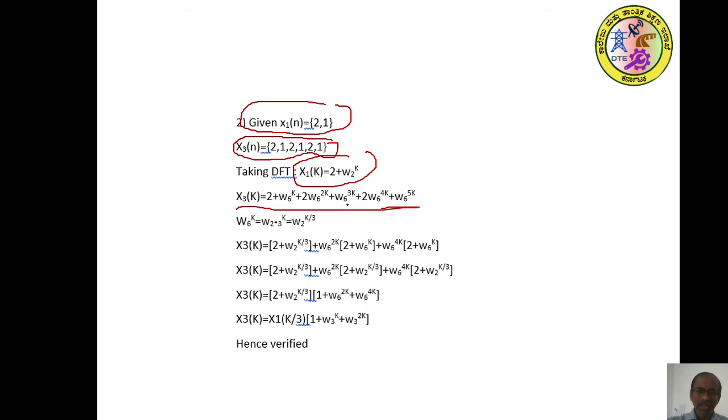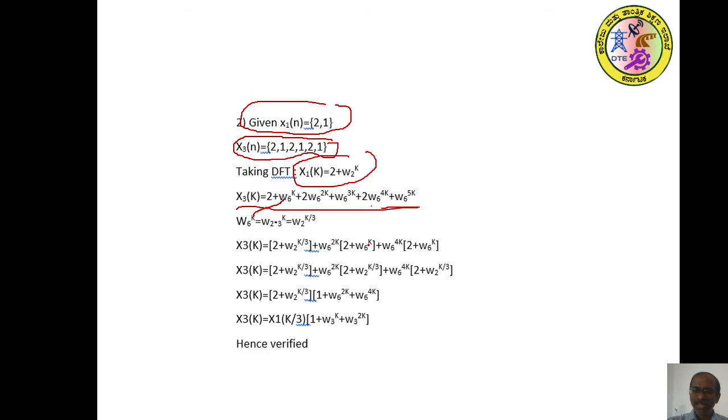You rearrange all these twiddles. Omega 6 power k can be written like this. 6 can be written as 2 into 3, and this 3 can be taken here. So with all these rearrangements, the first 2 terms are like this, the second 2 terms take a common factor like this, and the last 2 terms take out this common factor like this.